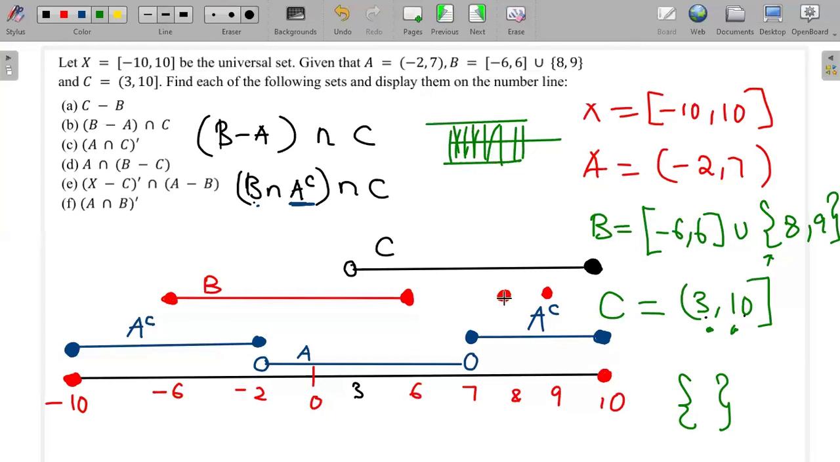You can see that on this 8 and this 9 here, first of all they are part of set B because I've shaded them in red. And on top of it, C passes like that, so 8 is also in C, and 9 is also in C. And then A complement goes like that, and somewhere here there's 8 and somewhere there's 9. So the numbers that are in all three sets we described are just 8 and 9. That's all.